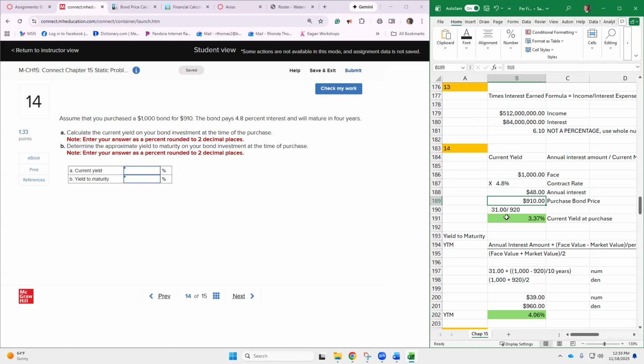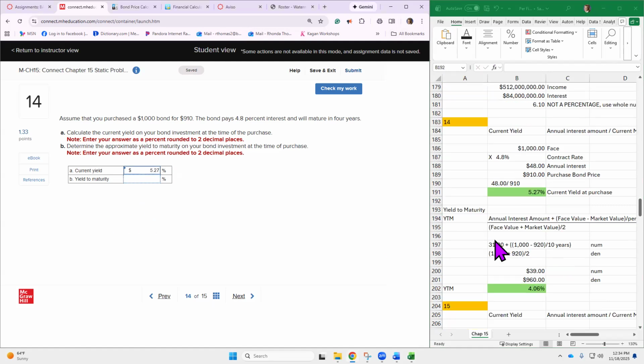Then we're going to calculate the current yield, and then we're going to calculate the yield to maturity. All right, so hang on a minute. Okay, we've got $48 divided by the bond price of $910. So the current yield equals 48 divided by 910, so 5.27. Okay, you need the current yield to get to the yield to maturity.